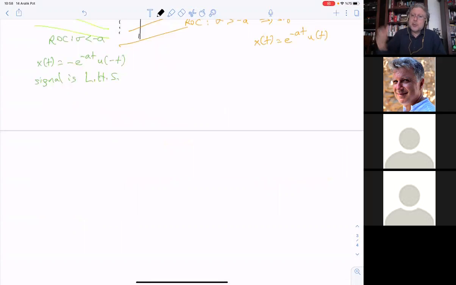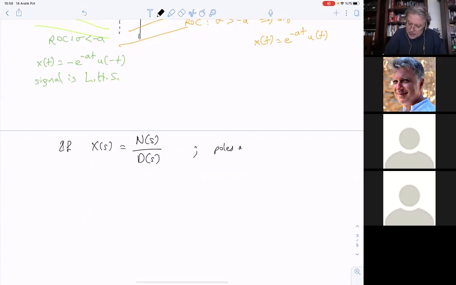this is the rule that we will elaborate further in the upcoming lectures. If x of s is equal to the numerator of s over the denominator of s, then the poles are at the roots of the denominator of s. How many roots do we have? It depends on the order of the denominator polynomial. If it is second order, for example, it means we have two poles. One of them may be at A, the other one may be at B.